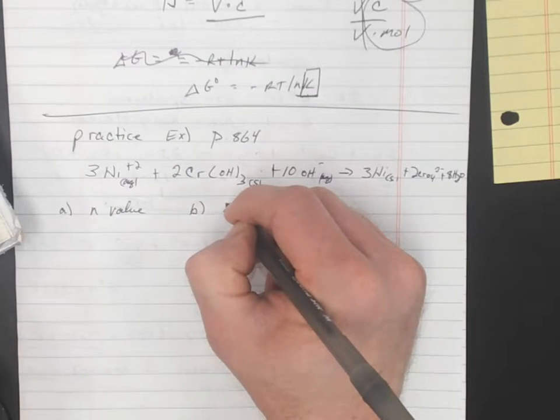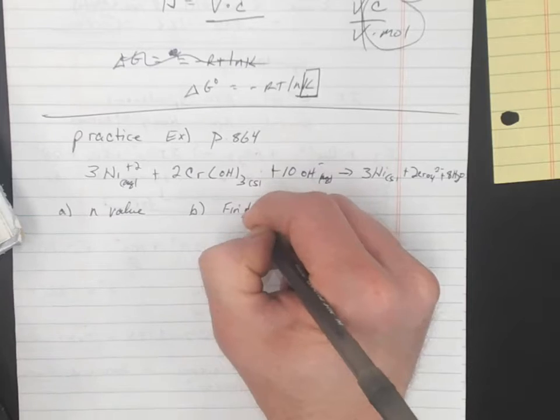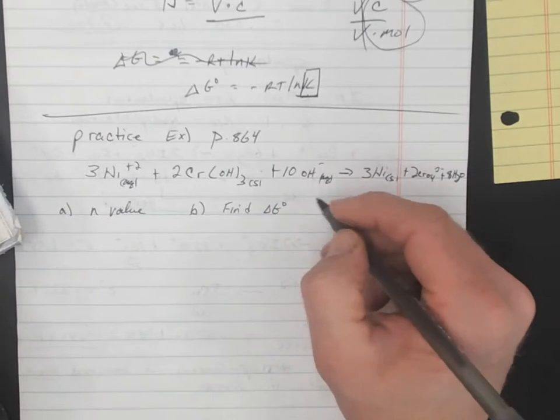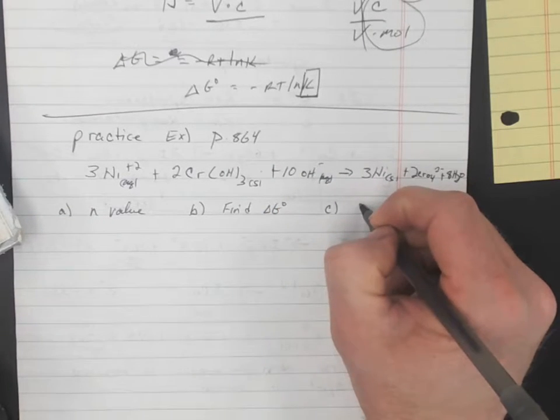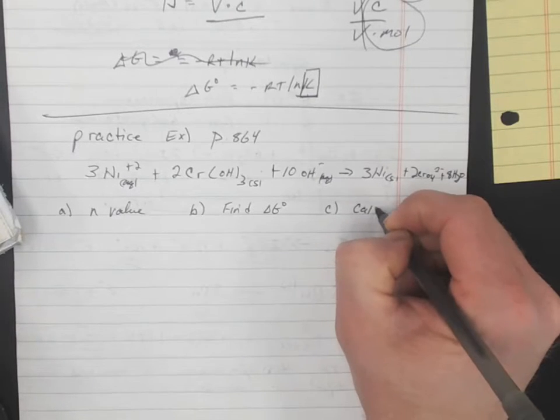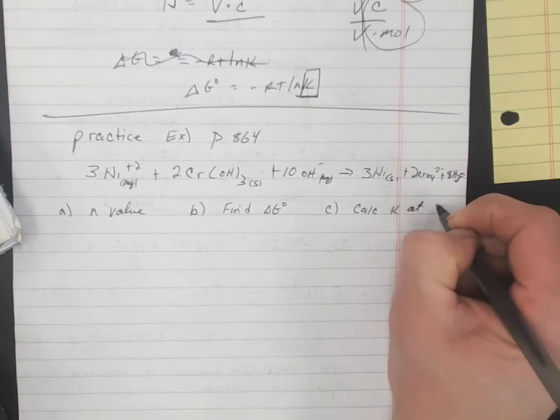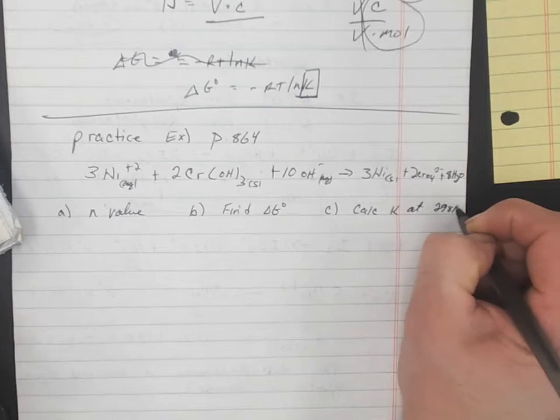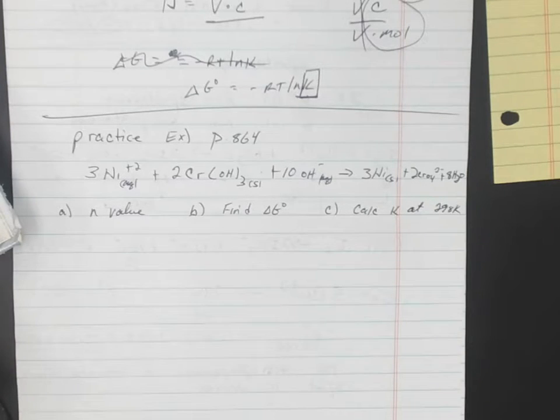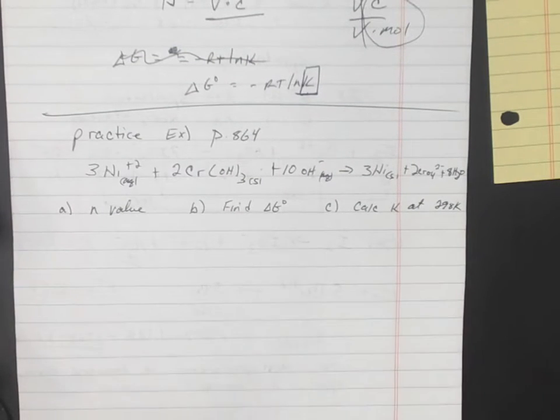B, find delta G naught, and C, calculate K at 298 Kelvin.